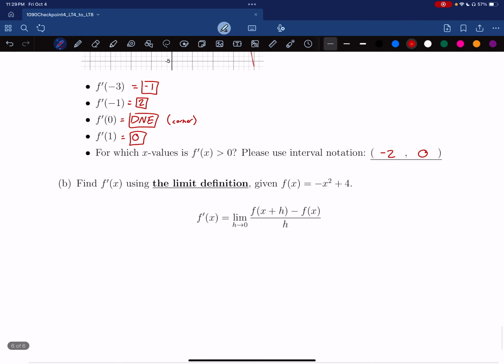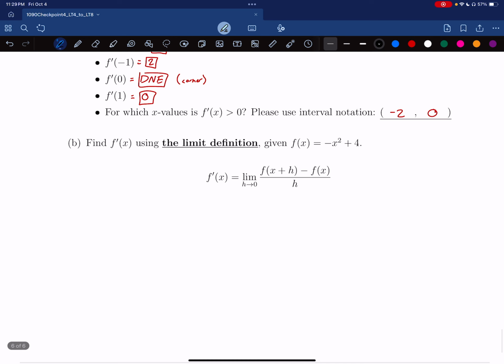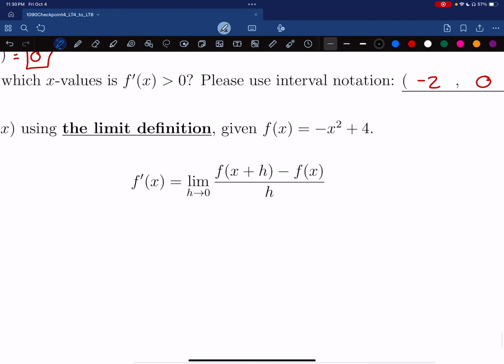Now we need to find f prime of x using the limit definition. So this is a pretty fundamental thing in the course. This equation is how they originally found derivatives of functions. And while it can be a bit of a pain sometimes, I'll be honest, it's very fundamental, as I said. It's pretty interesting how this came to be. Basically, it kind of looks like a random equation, f of x plus h minus f of x over h.